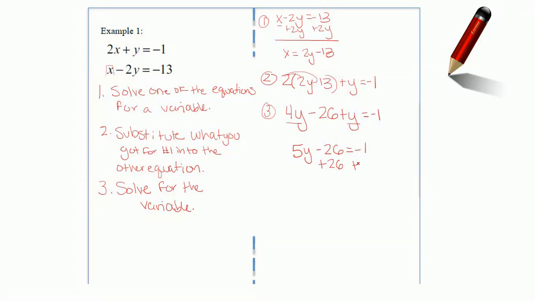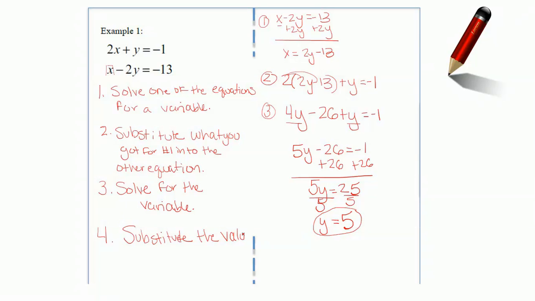Add 26 to both sides. 5y equals 25. Looks like I need to solve for y yet, so let's divide by 5. And I get y equals 5. So I have solved for a variable. Now what you're going to do is with that y equals 5, you're going to substitute the value into number 1 equation. So we're going to substitute it into this thing right here.